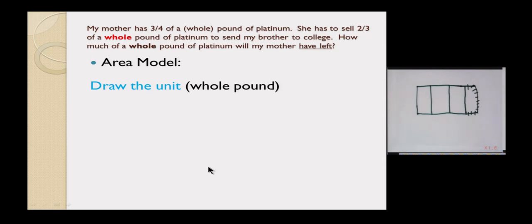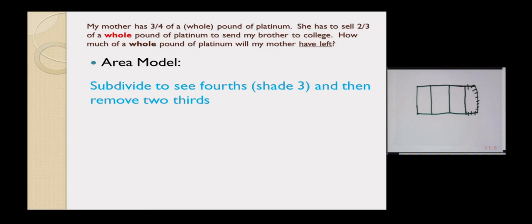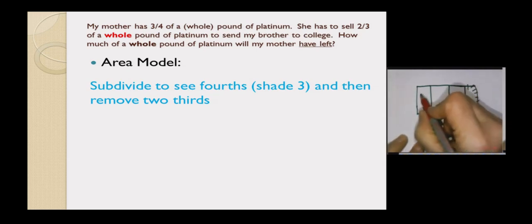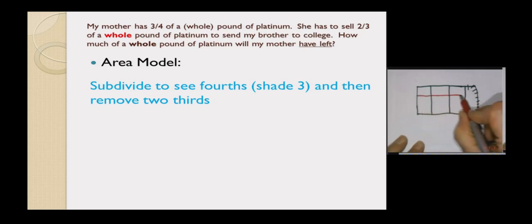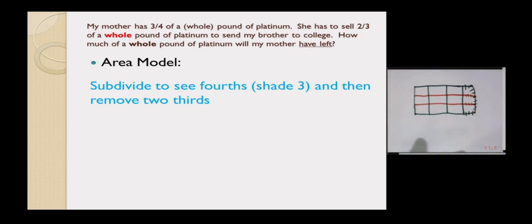And then, let's see, the next thing we're going to do is find out what thirds look like, so I can remove 2 of them. It does say to shade 3 there, but you don't have to if you don't want to. Sell 2/3 of a whole pound, so I need to do subdivisions this way so I can tell what thirds look like. Again, you can show that as invisible, so we don't have any platinum there. And we're selling 2/3 of a whole pound.